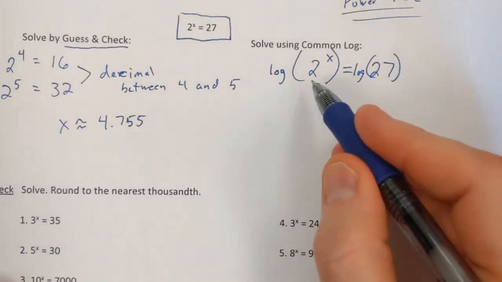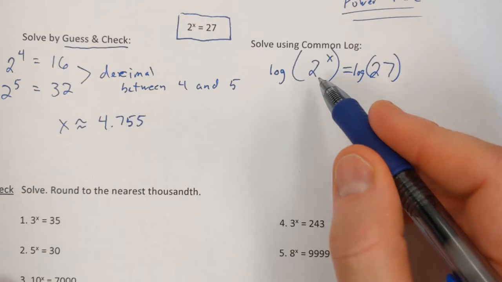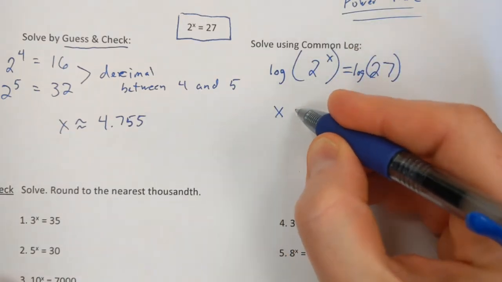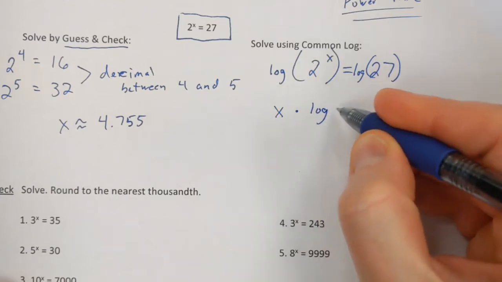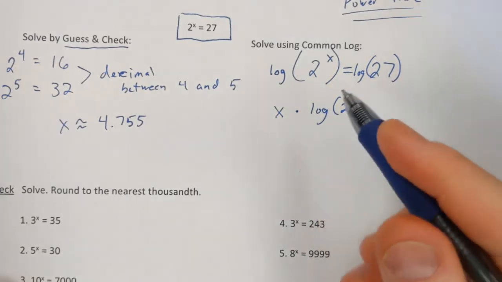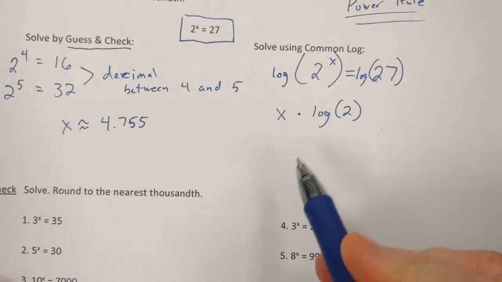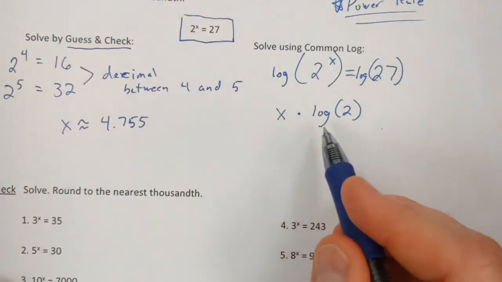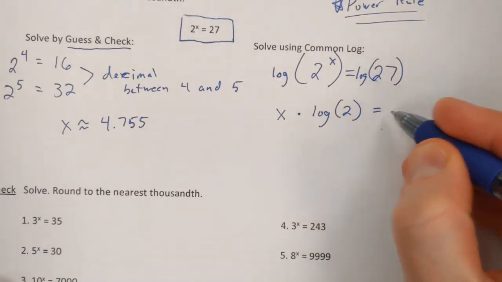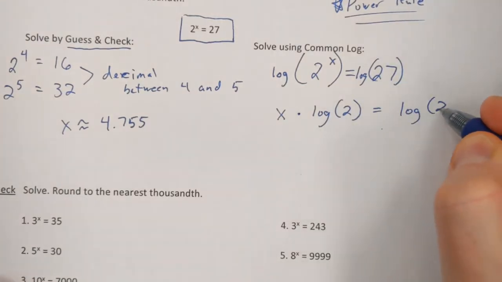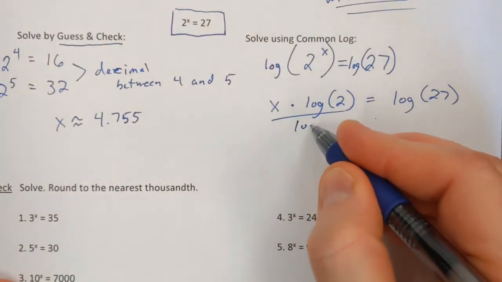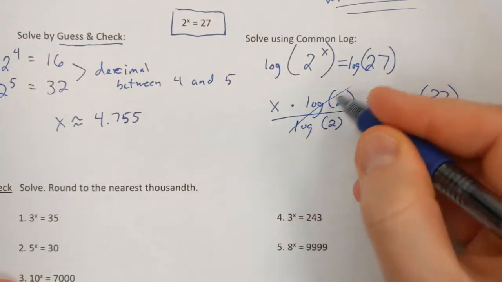What happens is when you have the log of a number to the x power, that's the same as x times the log of that number. Okay? Here we have log of 2 to the x power. Thanks to the power rule, this can be rewritten as x times the log of 2. And then if I want to solve for x, I'm just going to divide both sides by the log of 2.